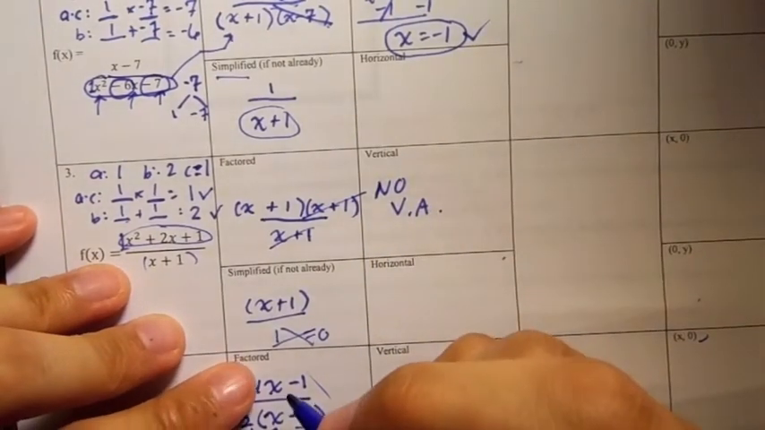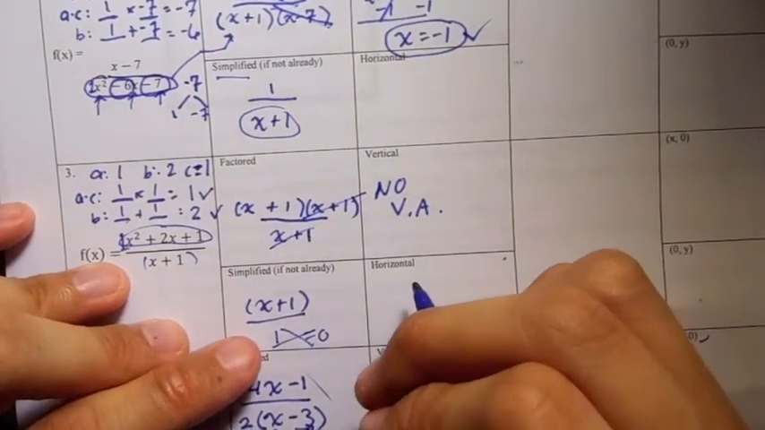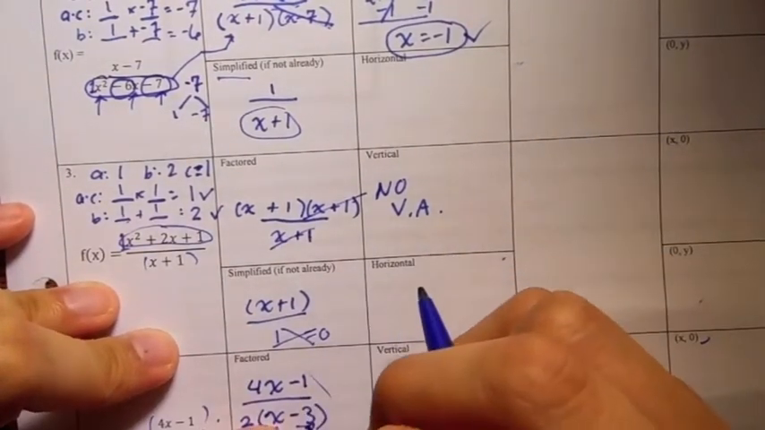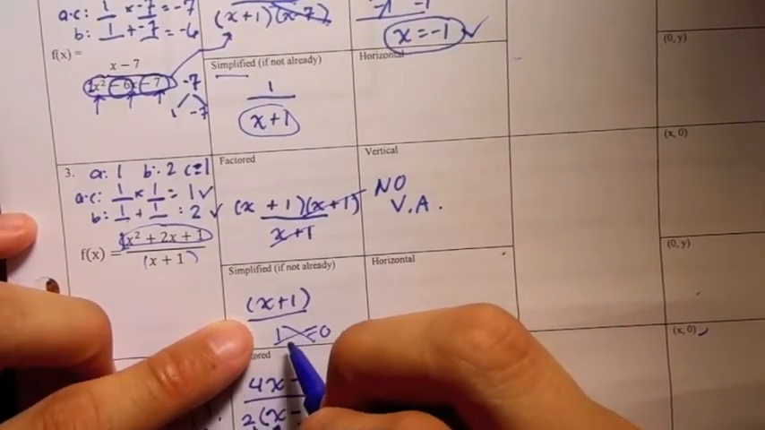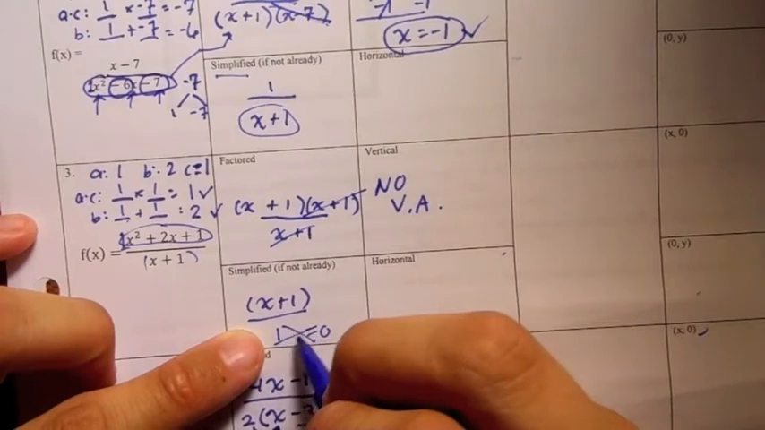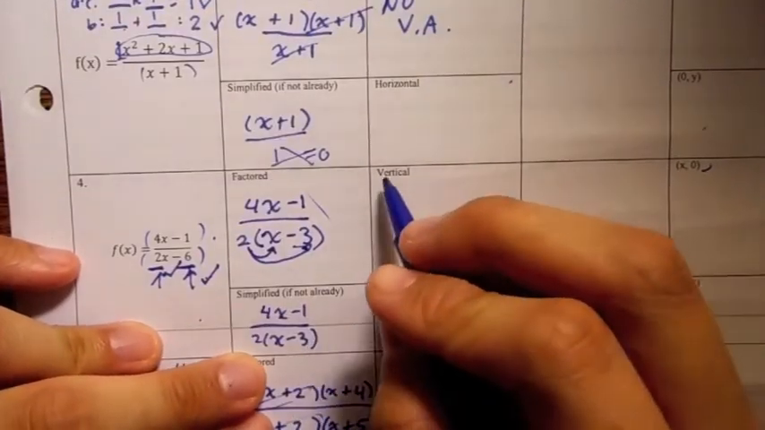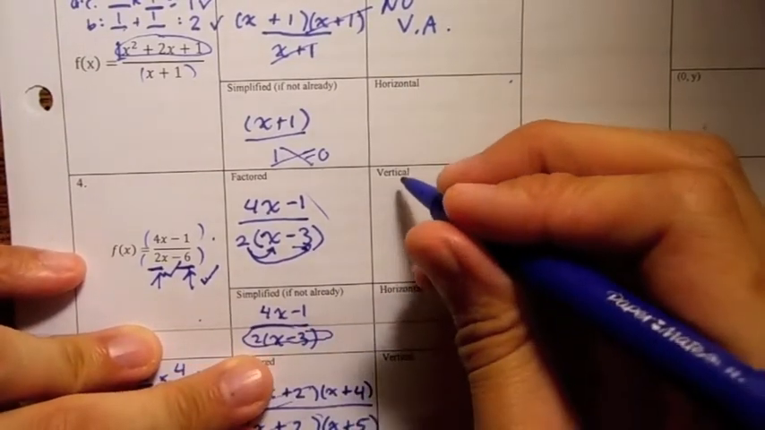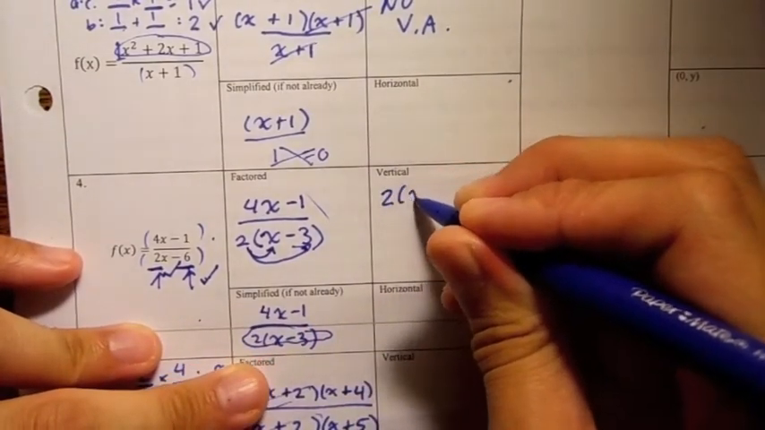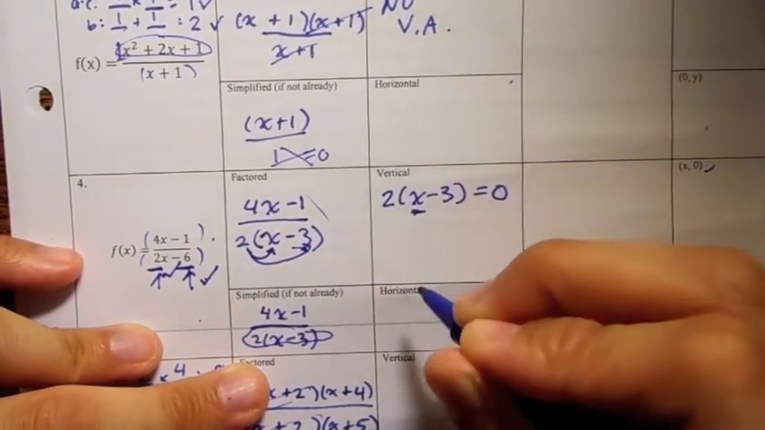And that's okay. Sometimes there's going to be no vertical asymptotes, sometimes there's not going to be any horizontal asymptotes, and sometimes there won't be any holes. So in this case, there's no vertical asymptotes because if I set my denominator equal to 0, there's really no solution here. Number 4, same thing for my vertical asymptote. I want to set my denominator equal to 0, so I'm going to do just that. 2 times the quantity x minus 3 equals 0, and then I solve for x.